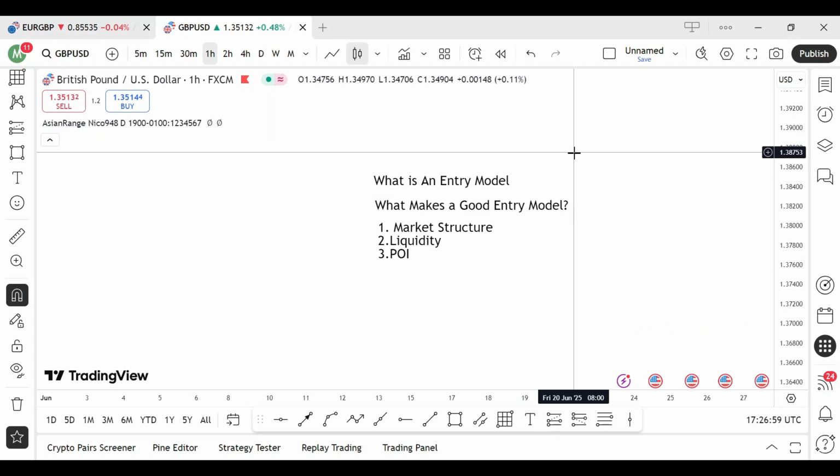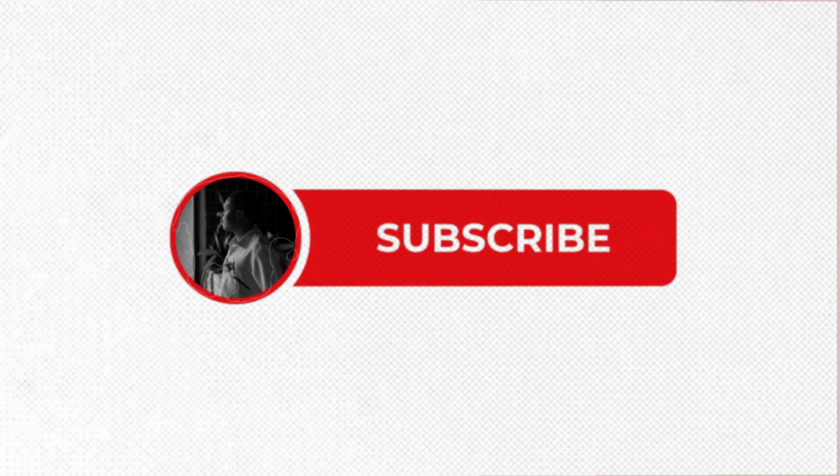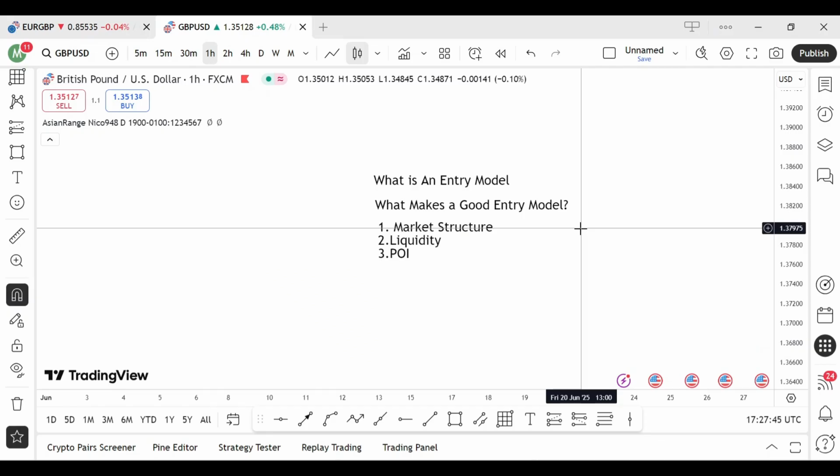Welcome back, traders. In this video, we are diving into one of the most important pieces of the trading puzzle, your entry model. An entry model is more than just hitting buy or sell. It is a systematic checklist that confirms when the market is giving you a green light to enter a trade with confidence. So, what makes a good entry model?